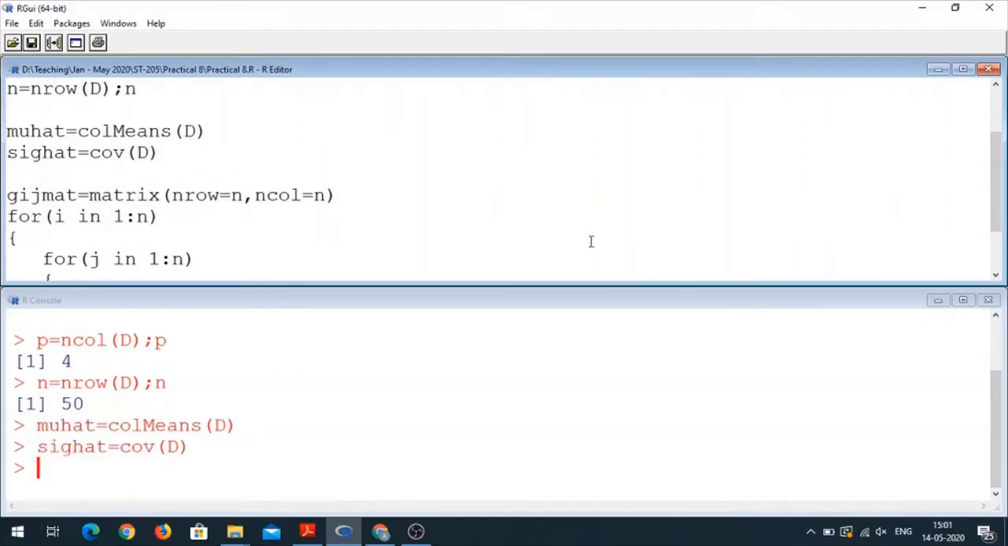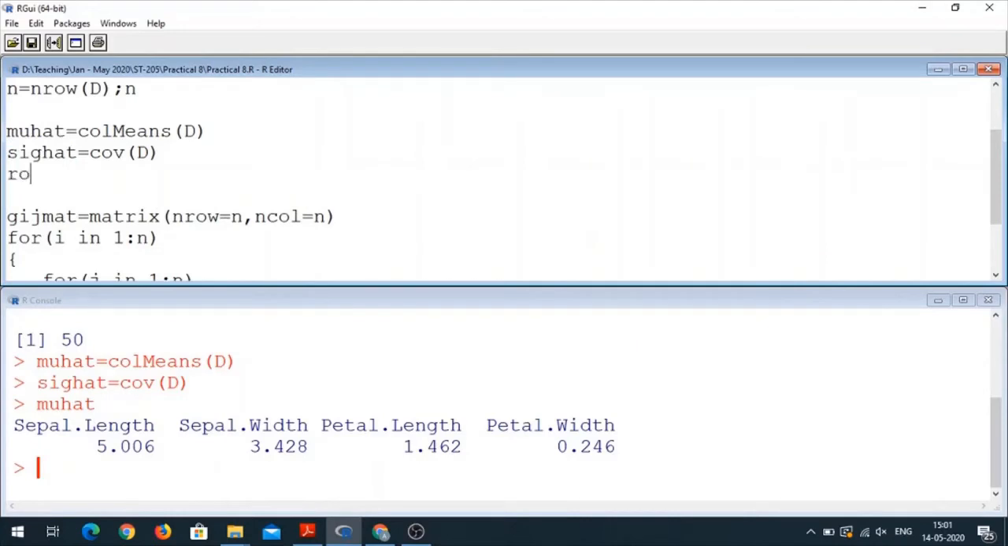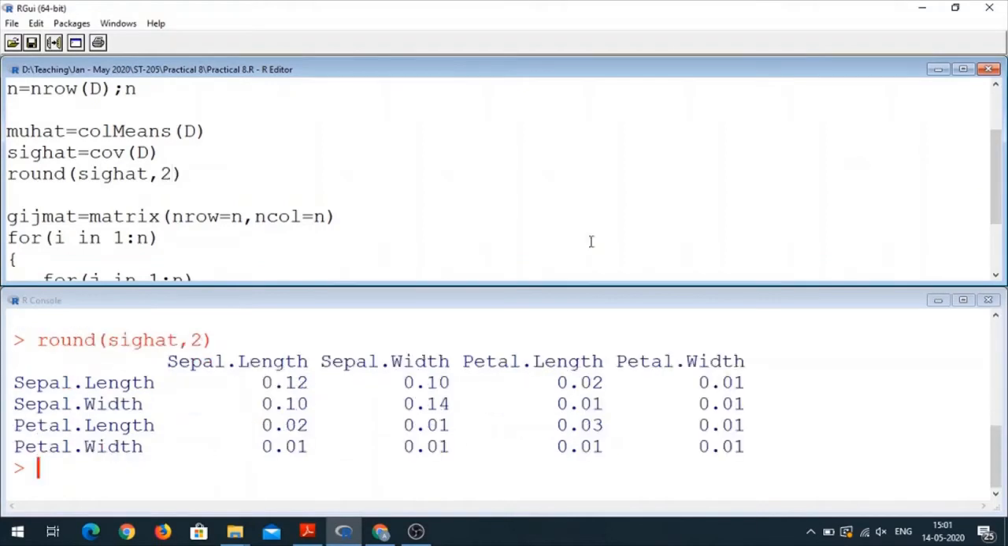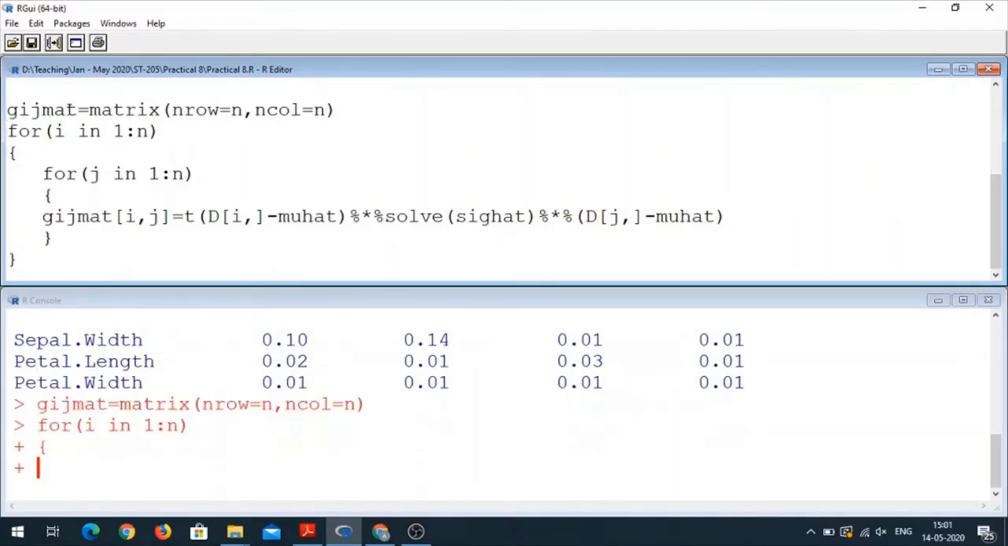If you want, we can maybe print them to see the values roughly. Mu hat is this. Sigma hat, let me round it off and then print it, so round sig hat, 2. You should notice that I have not rounded off before. In the memory, sigma hat is complete. Only while printing, I have rounded it off. Okay, so transpose of di minus mu hat, sigma hat inverse, dj minus mu hat. Let me try to run this and see if there is any issue.